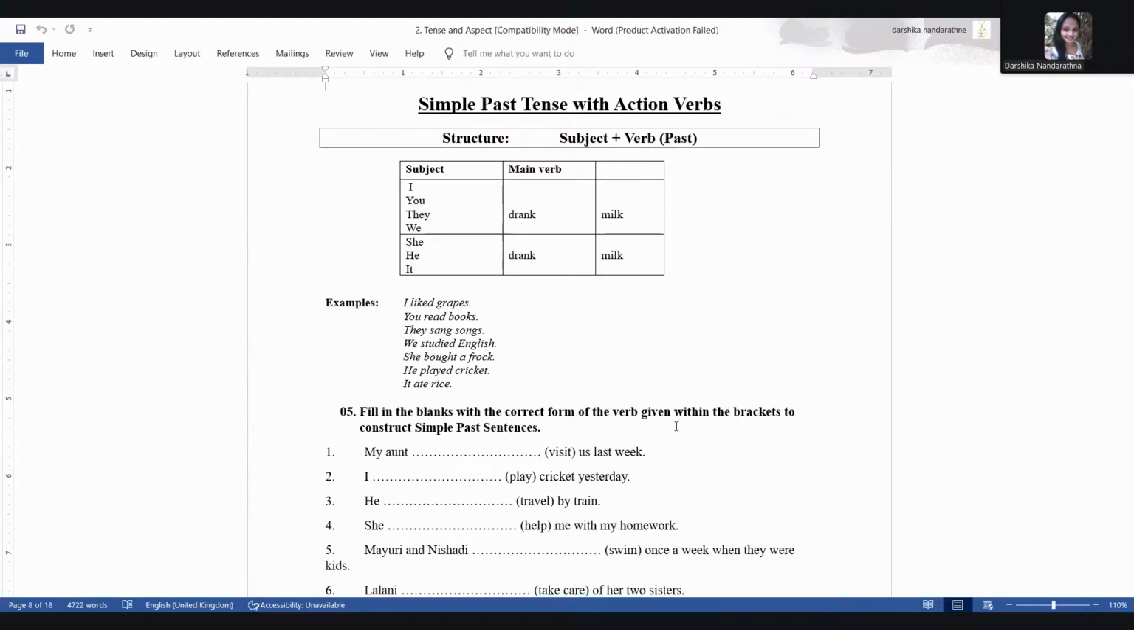We had options, but here we don't have options, Pute. Whatever the subject it is, whether it is a singular subject or a plural subject, you should use the main verb in its past form.